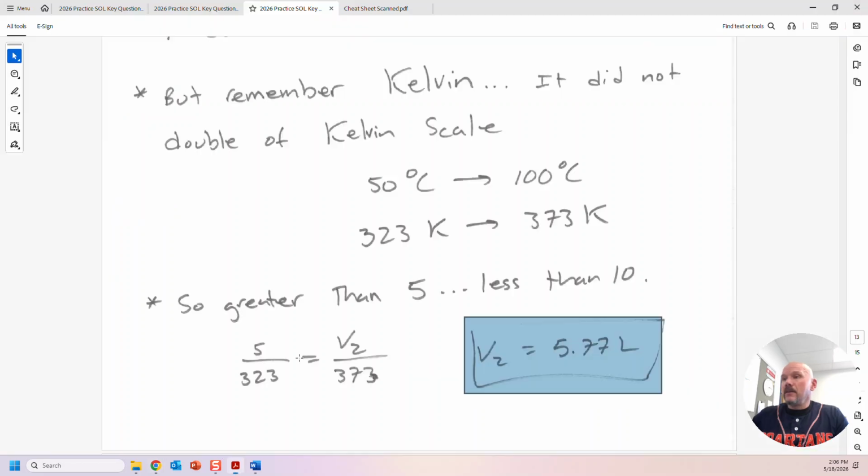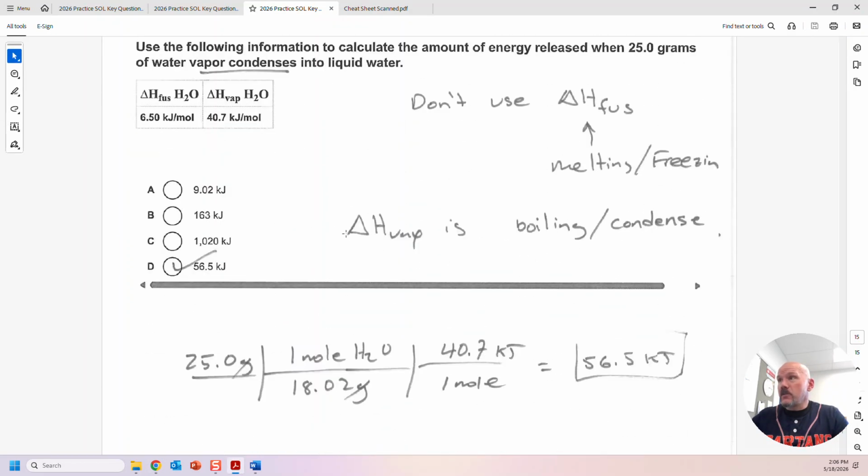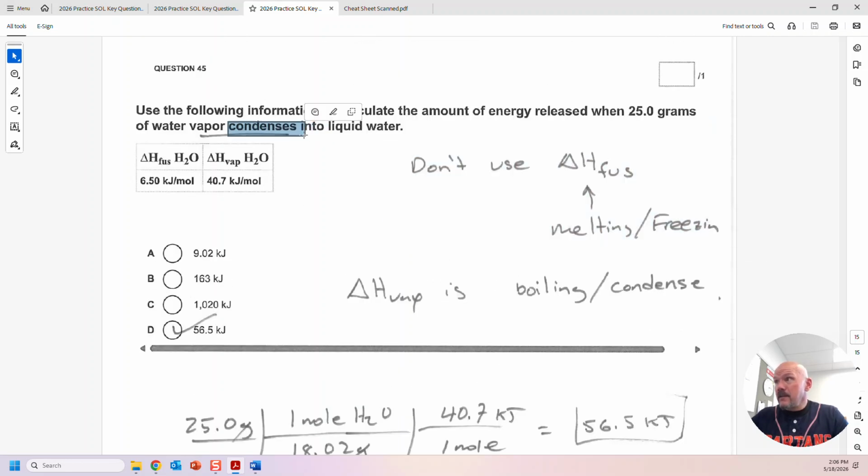Okay. So here's how the dimensional analysis works. All right. So again, don't use the heat of fusion. Now, if this said freezes, then that's when we're using the heat of fusion and we're not using this. If it said melt, we're using this value. If it says vaporize or condense, we're using this value.